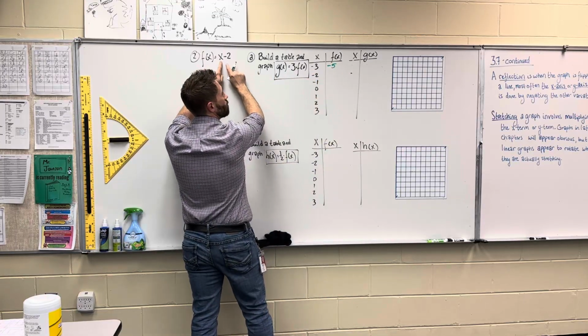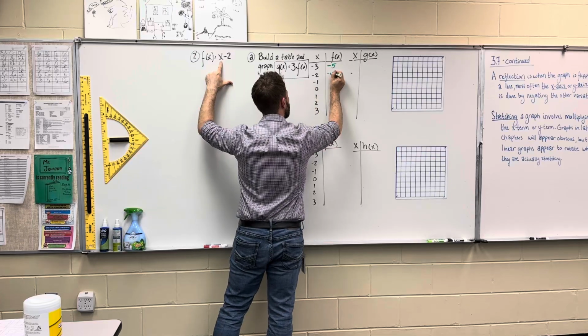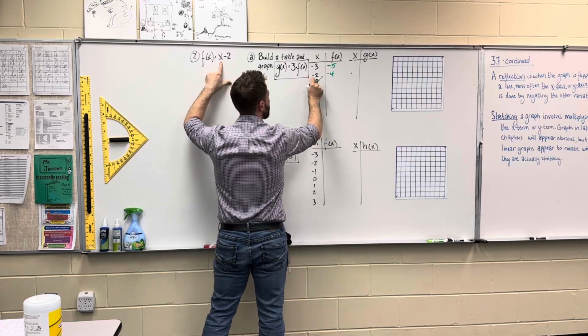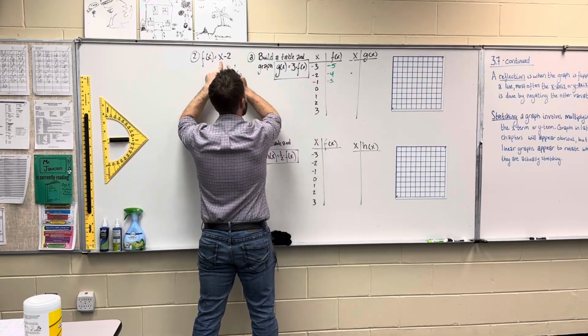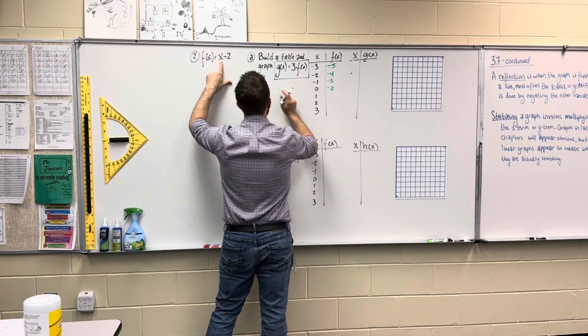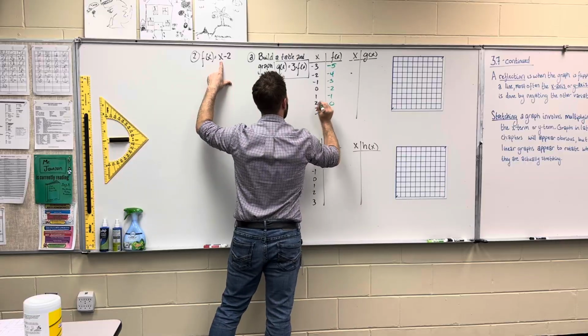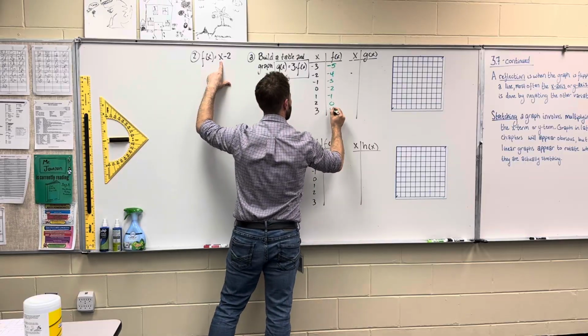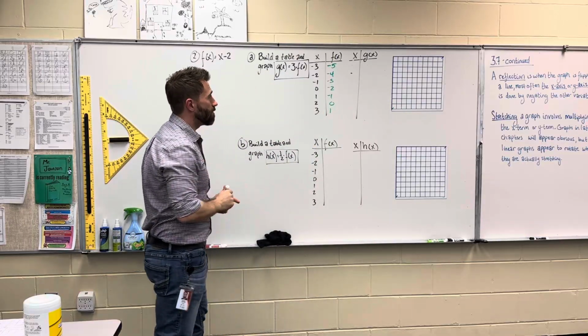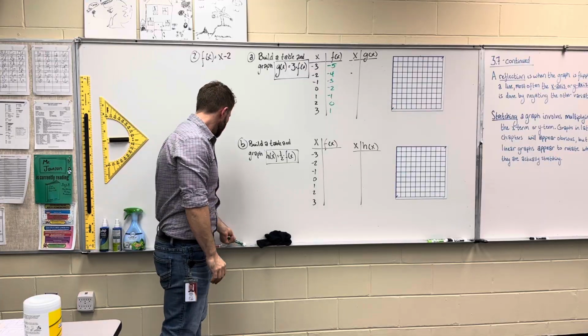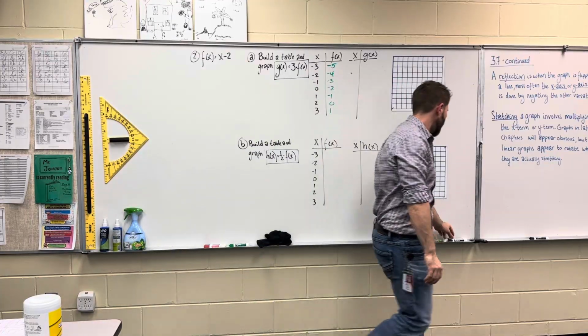Let me subtract 2 from this number. From this number. From this number. And from this number. Boom, there we go. I have all of my numbers popped in there. Now let's go ahead and graph it.